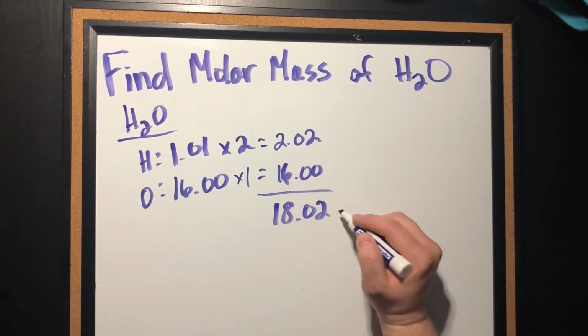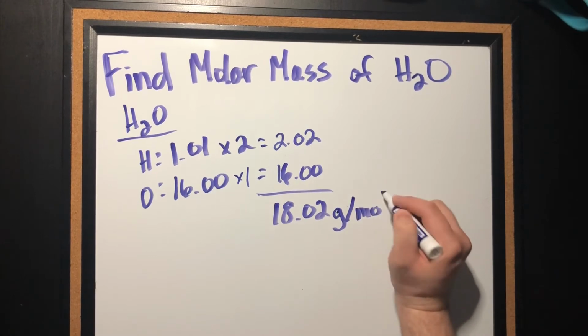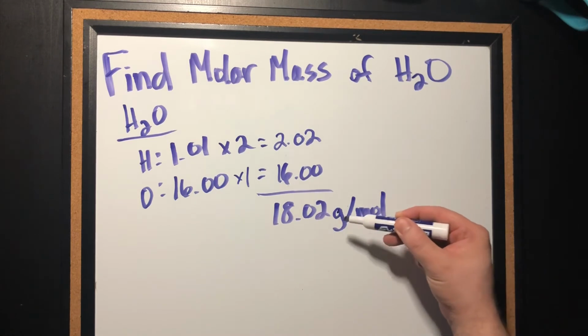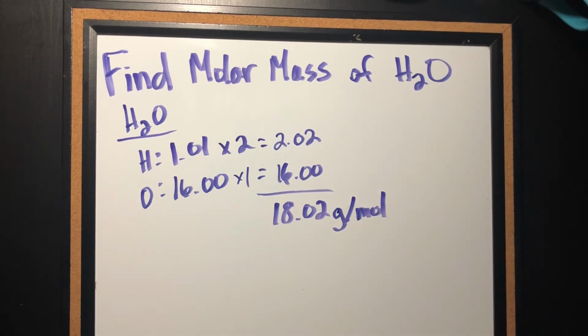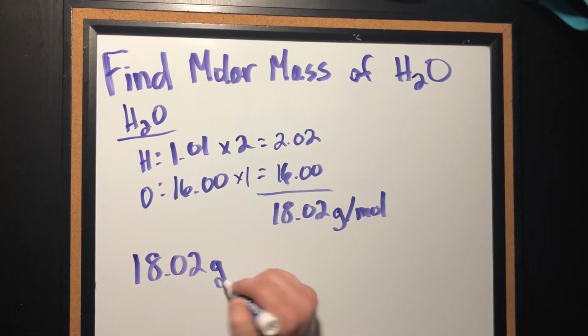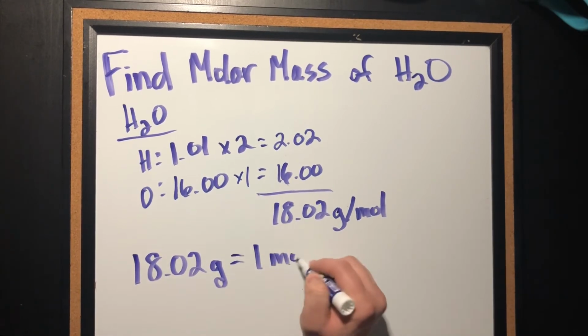This is really important. Grams per mole. The molar mass is how many grams you have in 1 mole of the substance. Since this is a fraction, this can be used as a conversion factor. So what this means is that I have 18.02 grams for every 1 mole of a substance.